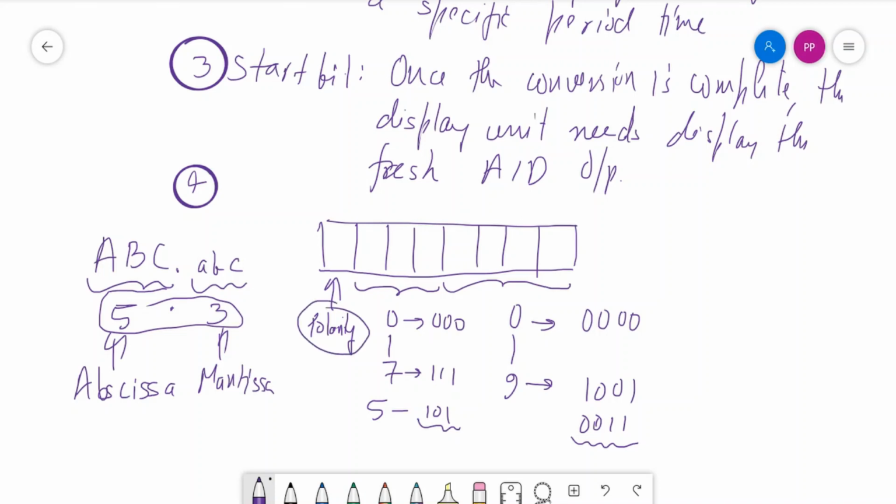Now suppose the next voltage to be recorded is 5.34. Then what will you do? You will say that this is 5, so 101, and this is 0.34. So 0.3 I can display with 0 0 1 1. Then where will the 4 go? For 4 I don't have any provision in this word. So that 4 becomes the floating point number. This is the floating point in this application.